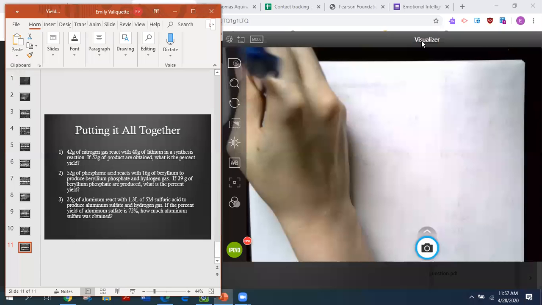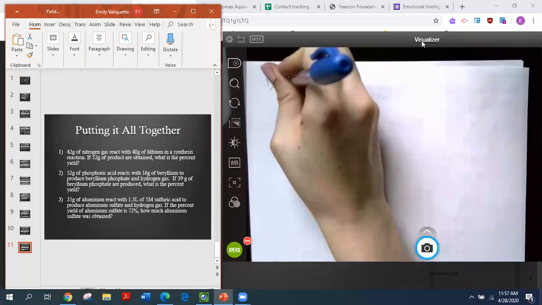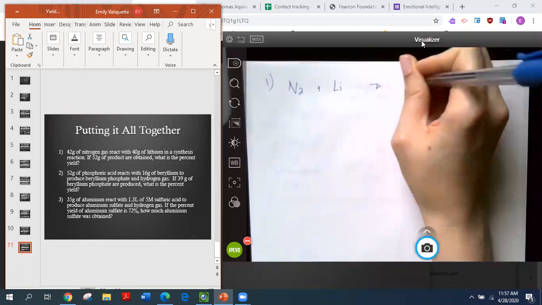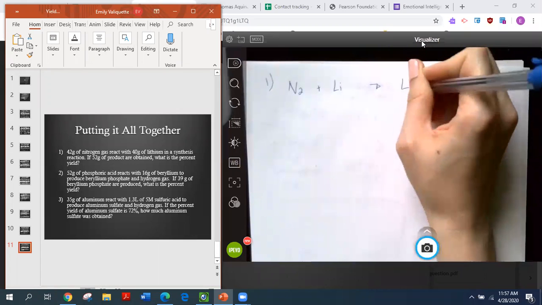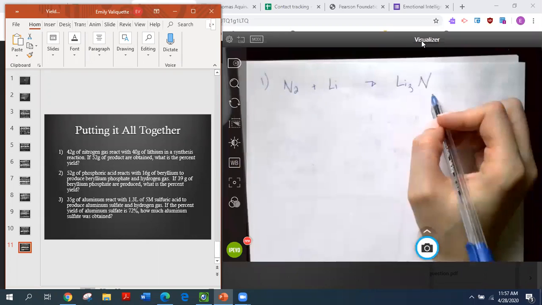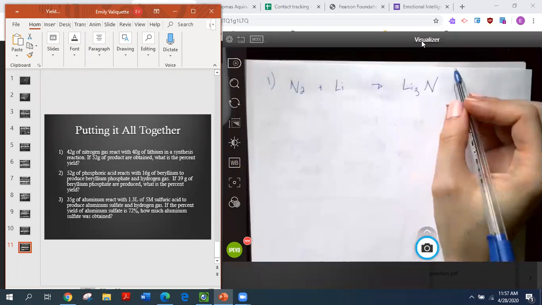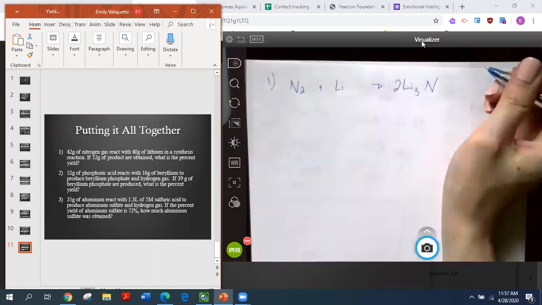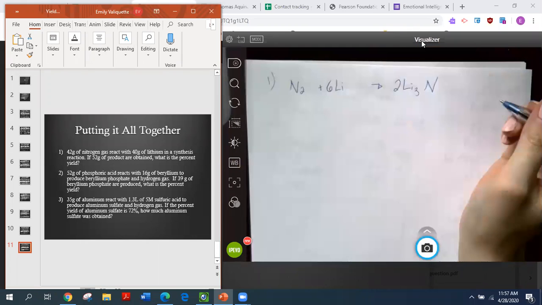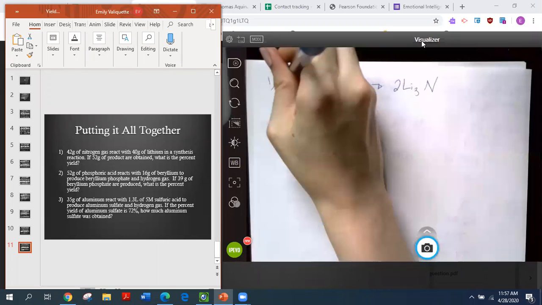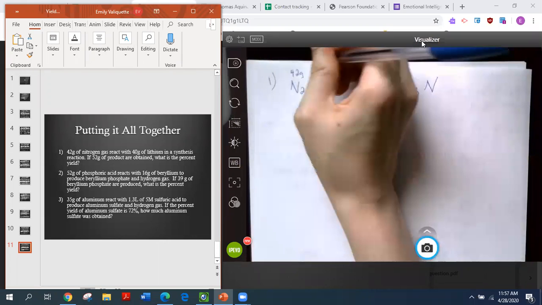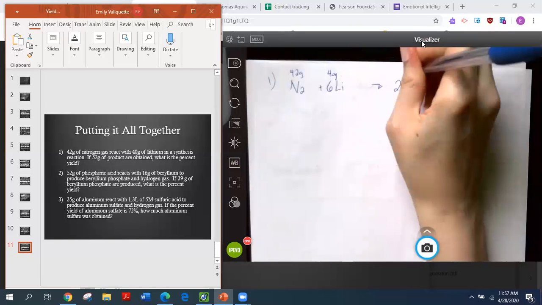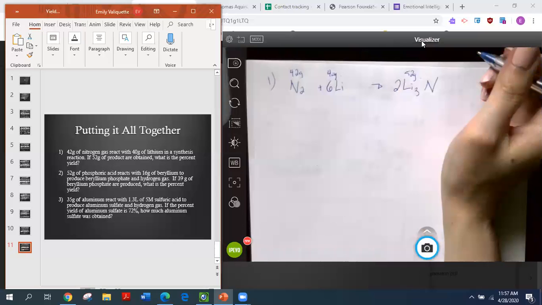Okay, so for the first question, we have nitrogen gas reacting with lithium in a synthesis reaction, so that would make Li3N once we cross over our charges. And then I will need to put a 2 here and then a 6 here to make that balance. I was also told that I have 42 grams of nitrogen gas, 40 grams of lithium, and that I make 52 grams of my product.